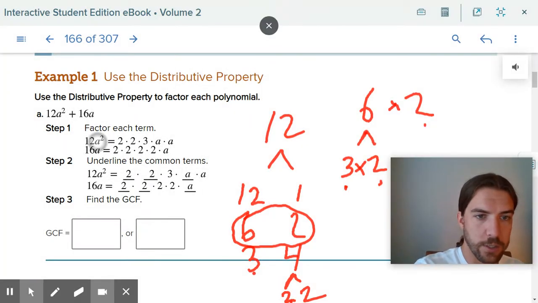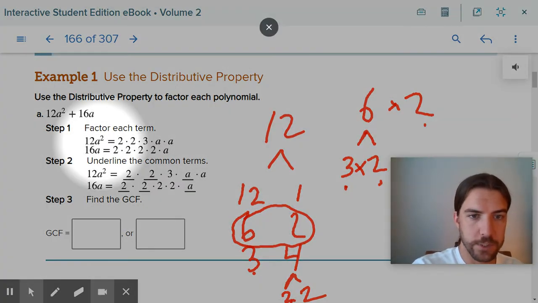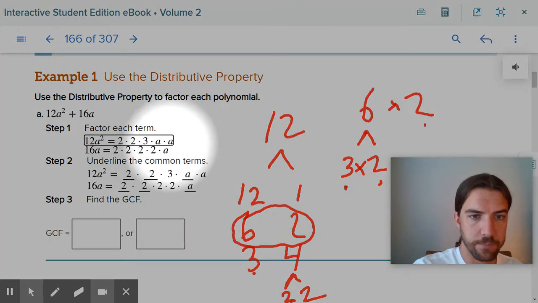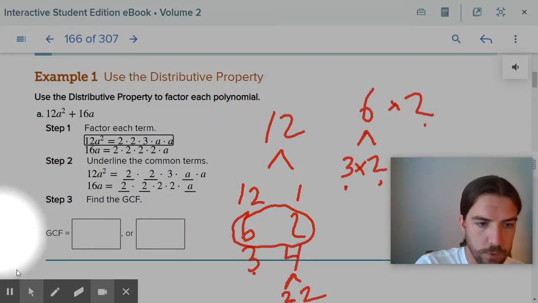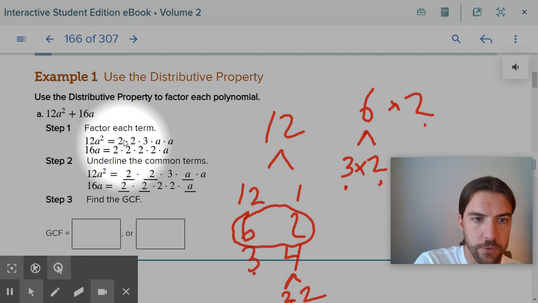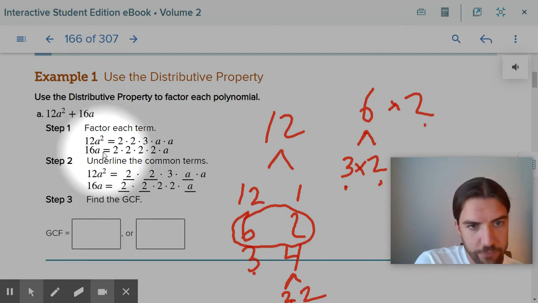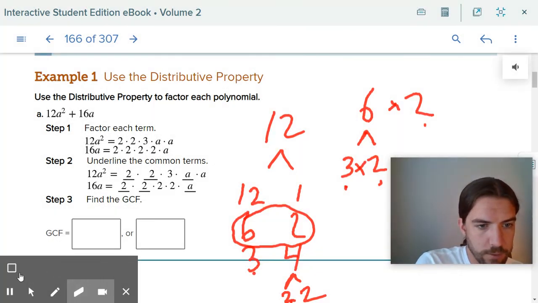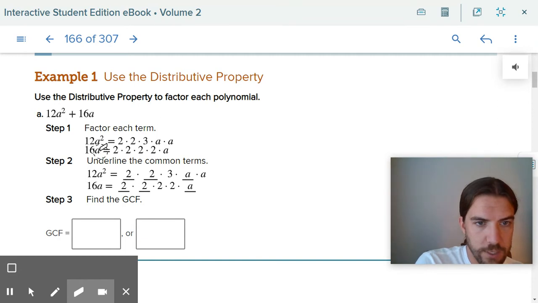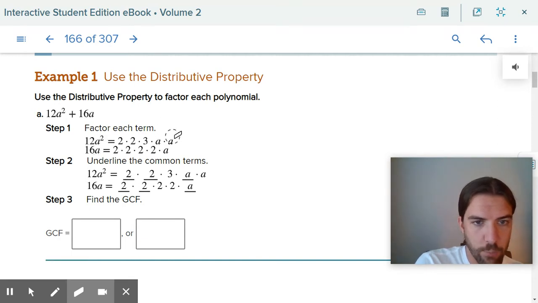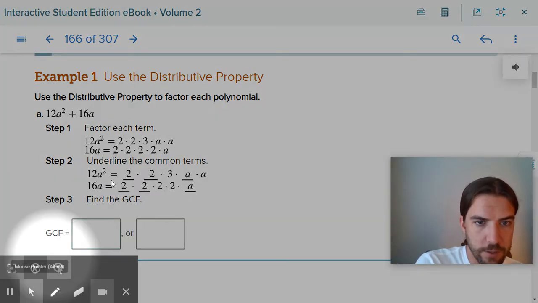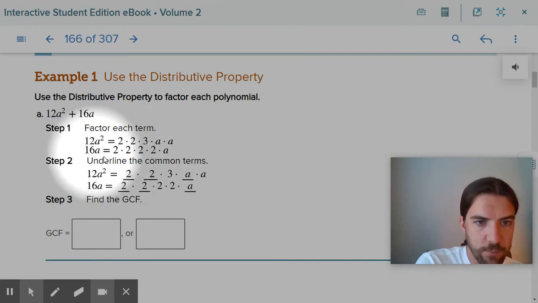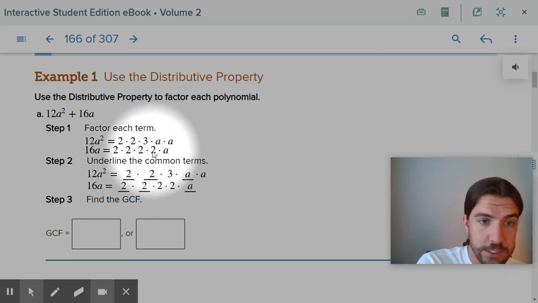Now, a squared here breaks down into a times a. If we wanted to factor 16a, we're not going to factor anything out of the a because it's not a squared. You can't break that down. We just have an a there at the end. And 16 breaks down to 2 times 2 times 2 times 2. 2 times 2 would be 4, times 2 is 8, times 2 is 16. Okay, so we've completely factored this down.